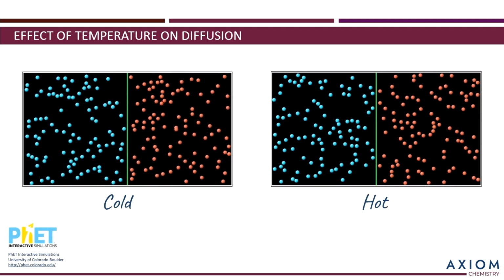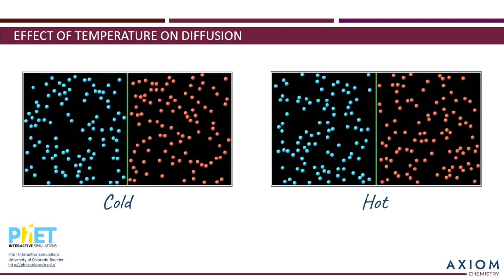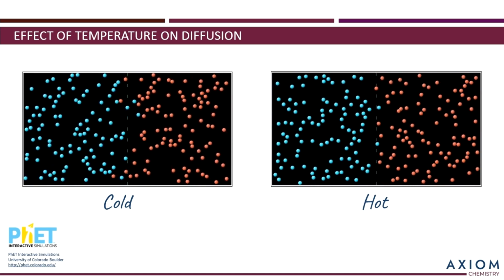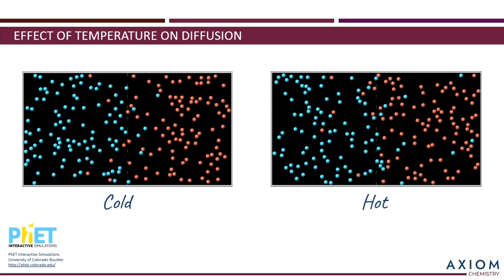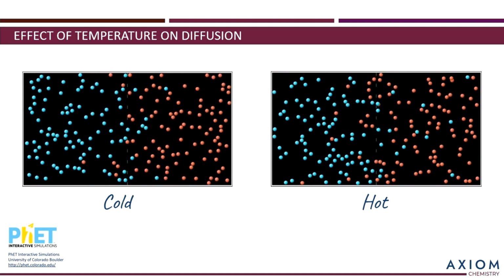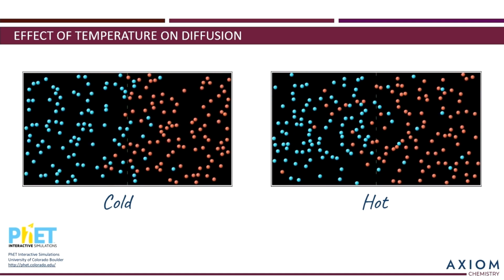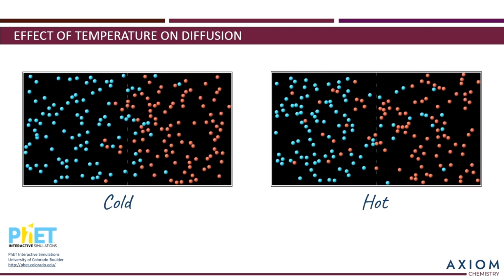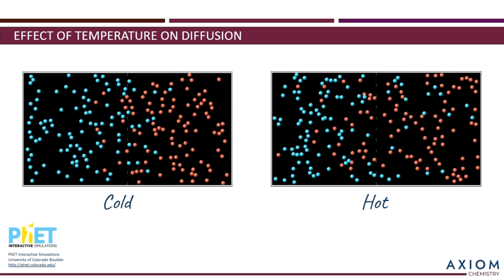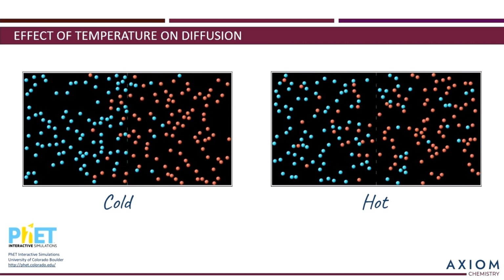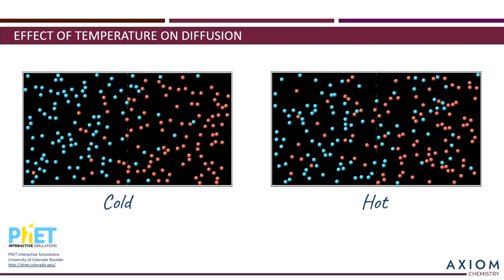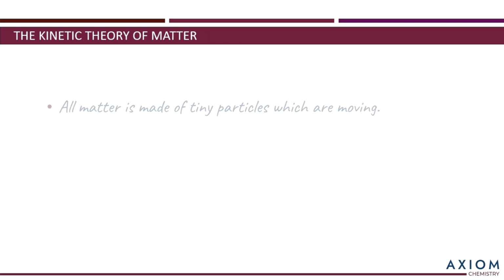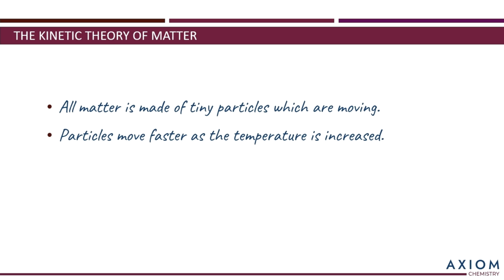So now let's think about diffusion at different temperatures. These two simulations here show particles which are exactly the same, except that the ones on the right are hot and the ones on the left are cold. And you can see that the hotter particles mix much more quickly than the colder ones. And that's because they've got more energy and they're moving faster. And that leads us to a second observation, which is that particles move faster as the temperature is increased. So let's add that to our list. There we are, particles move faster as the temperature is increased.